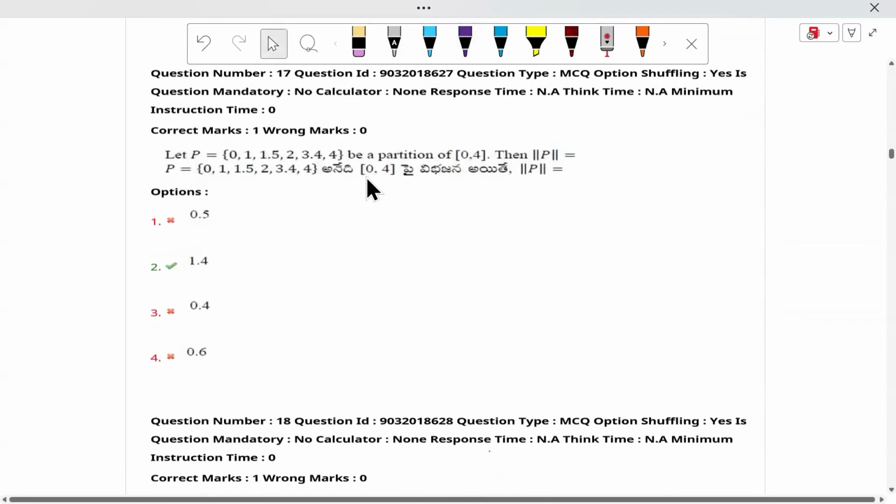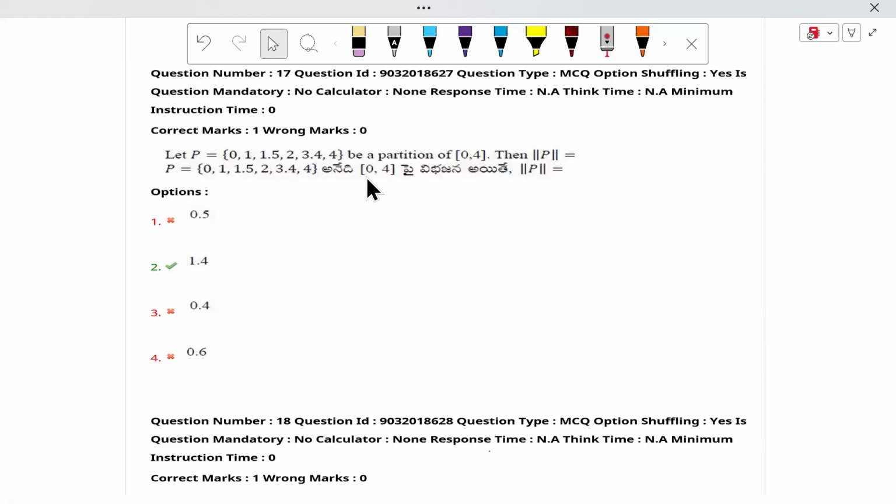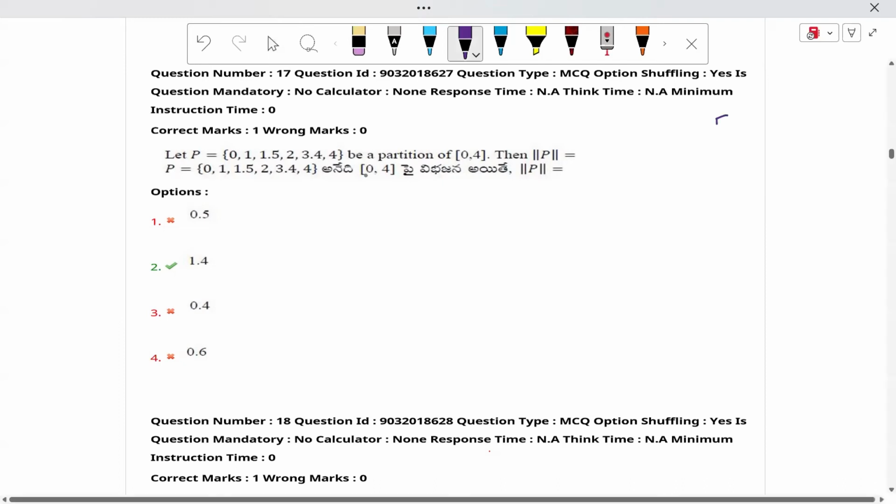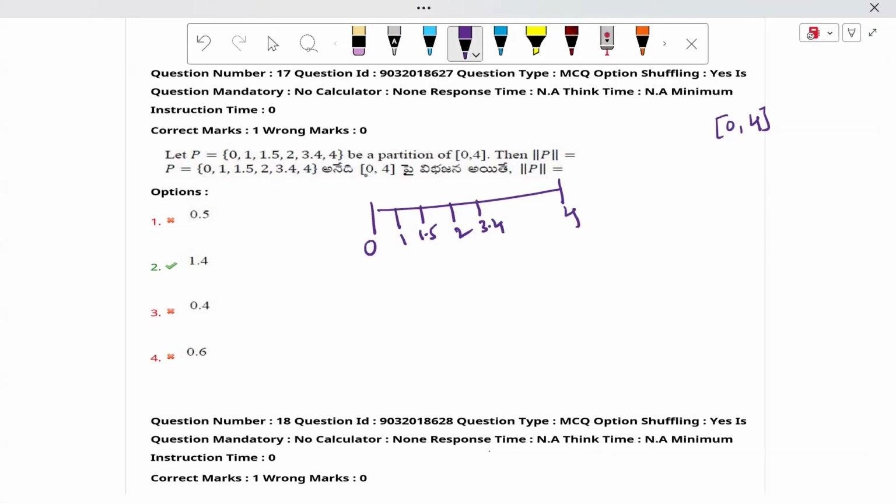ఇక్కడ చూడండి, లెట్ p is the పార్టీషన్ ఇచ్చాడు. పార్టీషన్ ఈజ్ నథింగ్ బట్ విభజన. ఏదాన్ని? క్లోజ్డ్ ఇంటర్వెల్ [0,4] అనేటువంటి ఇంటర్వెల్ ని పార్టీషన్స్ గా విభజించినాం. అంటే ఫర్ ఎగ్జాంపుల్ ఇక్కడ చూడండి, ఇది 4 అనుకోండి, ఇది 0 అనుకోండి. దీన్ని ఎలా విభజించినాం? 1, నెక్స్ట్ 1.5, నెక్స్ట్ 2, అండ్ నెక్స్ట్ 3.4, నెక్స్ట్ 4. ఇలా విభజించుకుంటూ పోయాం, పార్ట్స్ గా విభజించాం ఈ ఇంటర్వెల్ ని.